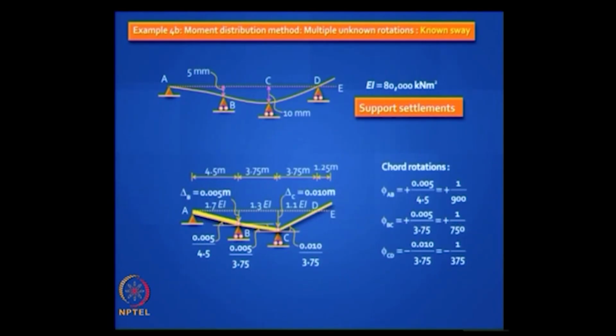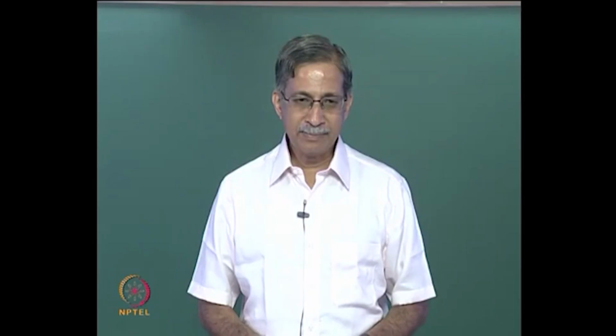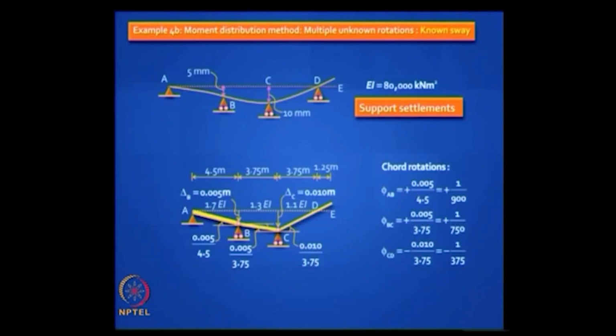So the first step is to convert the relative settlements to chord rotations. There are 3 members. You can work out those chord rotations. We have done this in the earlier session. You will notice that the member CD is the one which undergoes an anti-clockwise rotation, so you give a negative sign to that. And what is the degree of kinematic indeterminacy in this problem? 2. I mean, we can reduce it to 2, and the unknown rotations are at B and C.